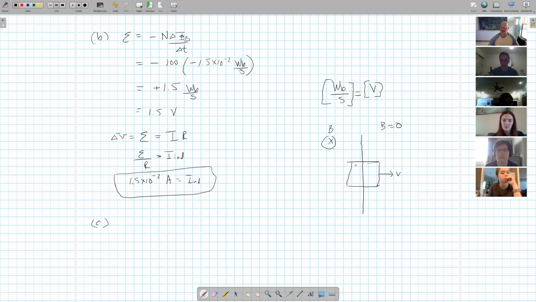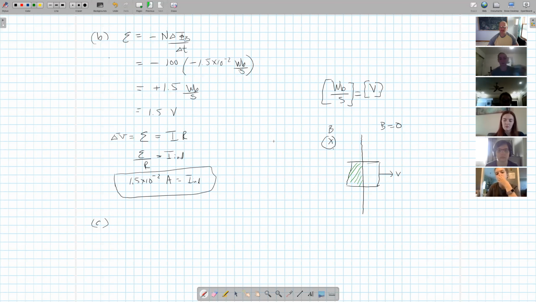The flux is getting smaller, because as I'm pulling this thing through, the effective area which has the flux going through it, which is now this area, is getting smaller over time. So even though the magnetic field itself is not changing, the flux is getting smaller.